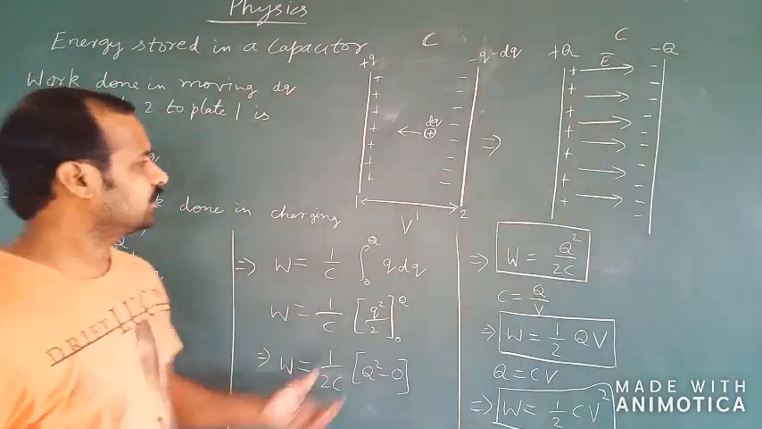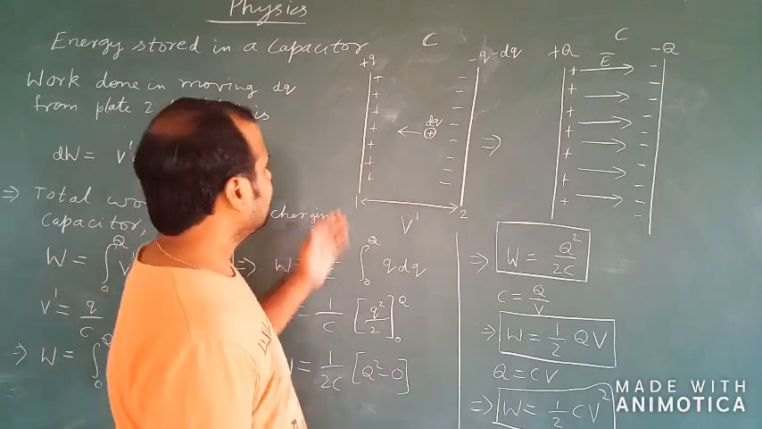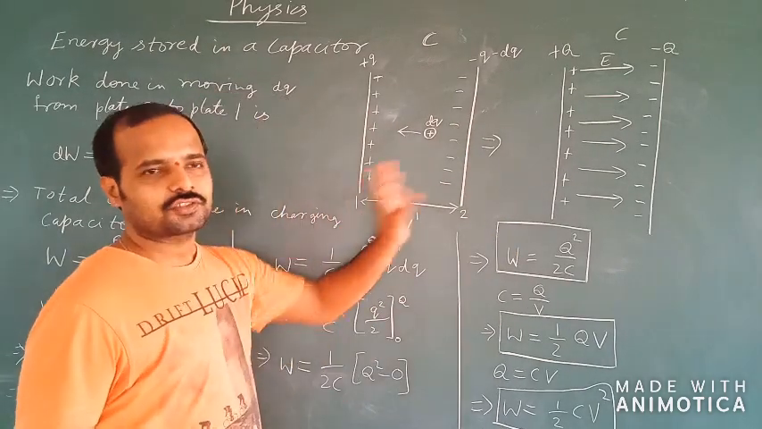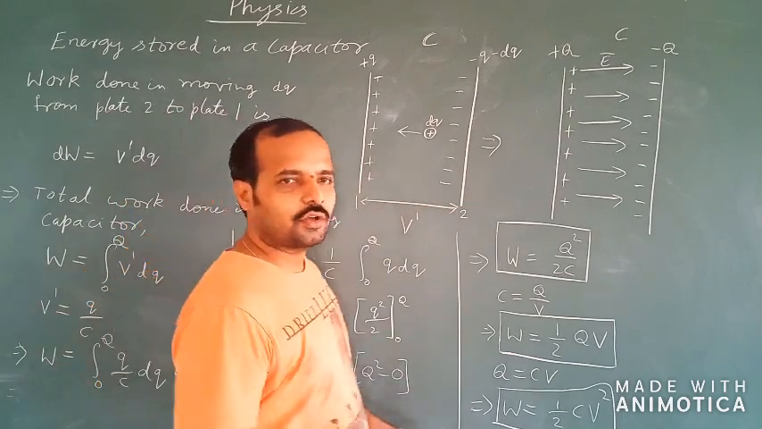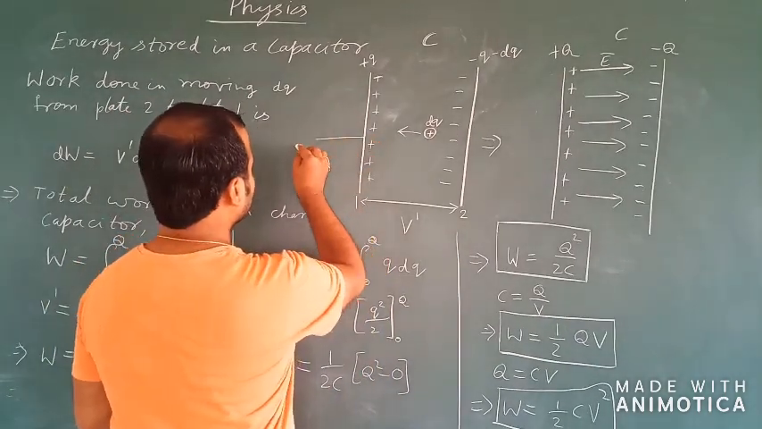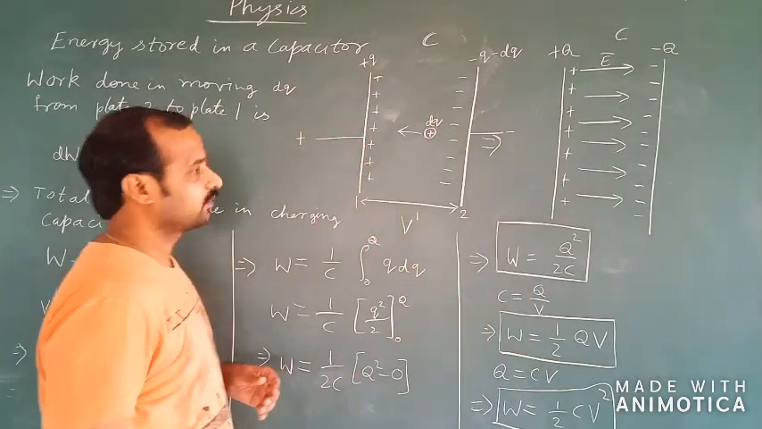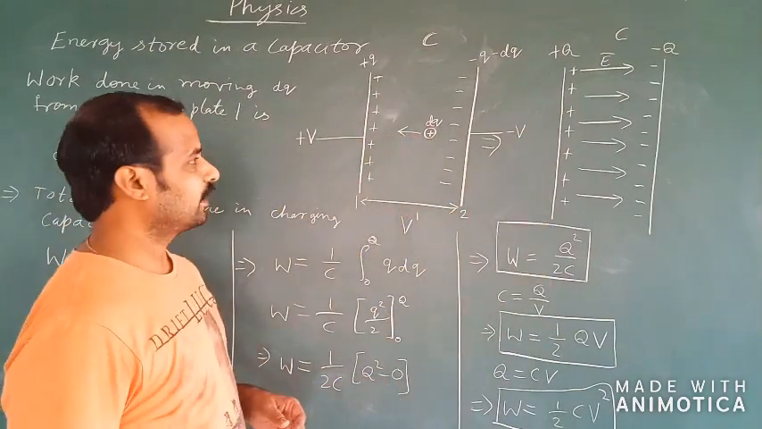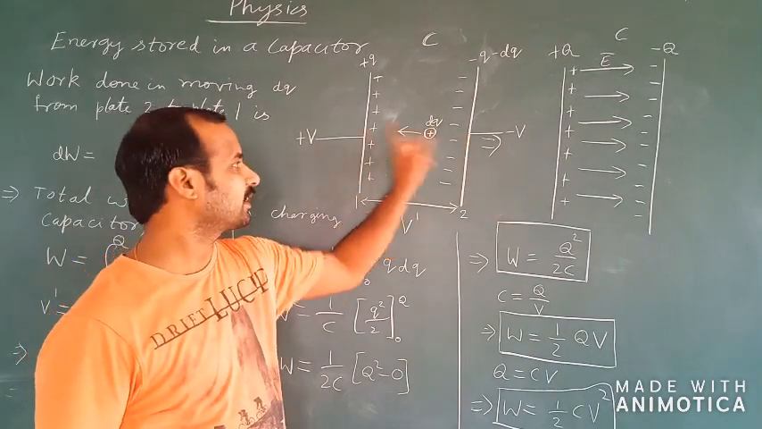So let's see what is going to happen while charging a capacitor. Now let's say we have two plates of the capacitor, plate 1 and plate 2. Initially the two plates of the capacitor are uncharged, that is, they are neutral. Now I want to build the charges on the capacitor plates. So what we are going to do is connect plate 1 with the positive terminal of the battery and plate 2 with the negative terminal of the battery. Here we have the potential plus V and here we will have the potential minus V, let us say. So there is a potential difference applied across the two capacitor plates.